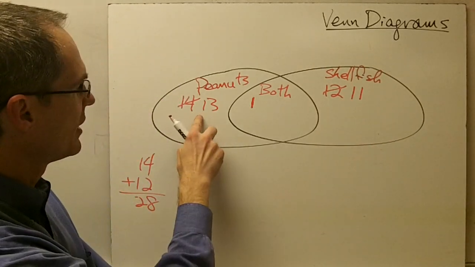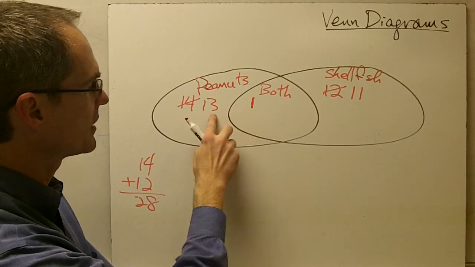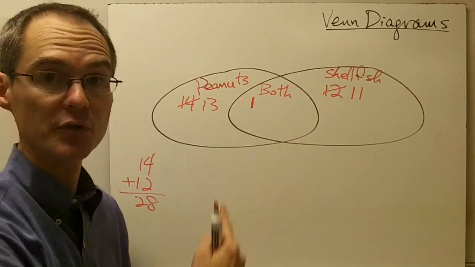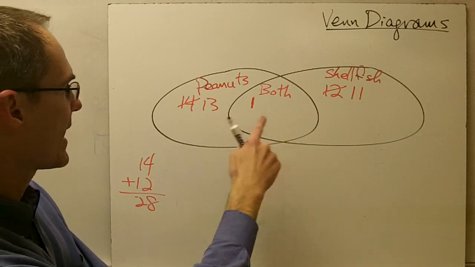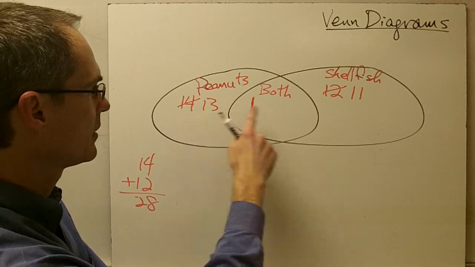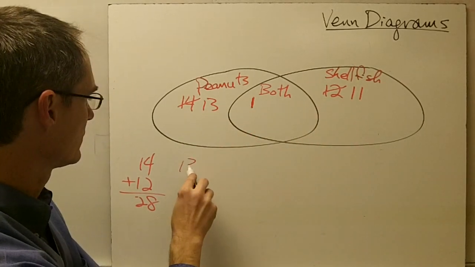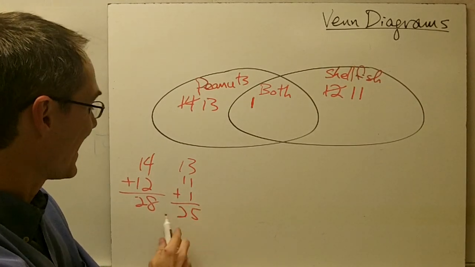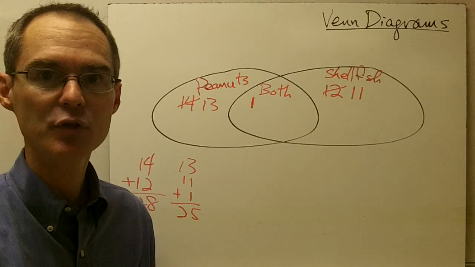So now I still have a total of 14 students allergic to peanuts, a total of 12 allergic to shellfish, and one of those is allergic to both. Well, now if I add up my numbers here, I've got 13 plus 11 plus 1. That's 25 students. I still have too many students.